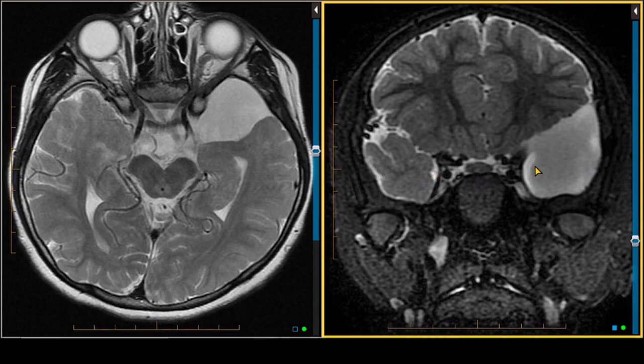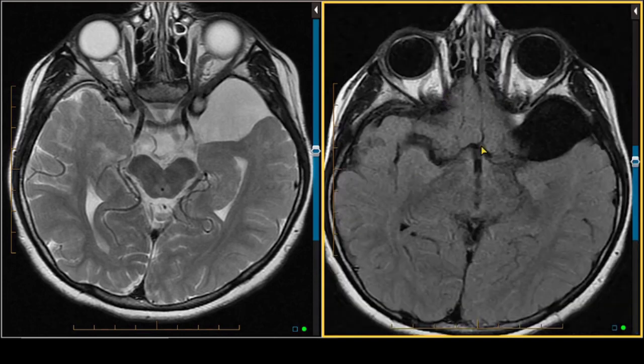Enlargement of an area is typically a sign of a chronic process. If we look at FLAIR imaging, we can see that the area that was bright on T2 weighted imaging is dark.